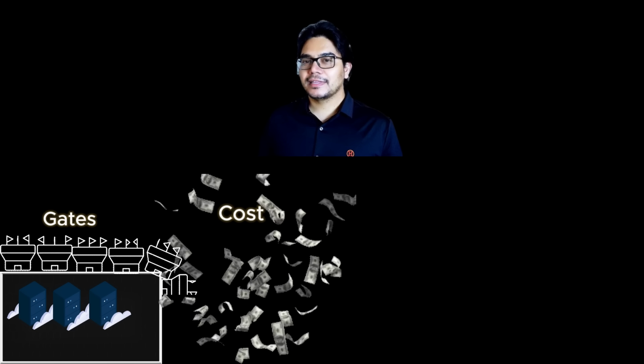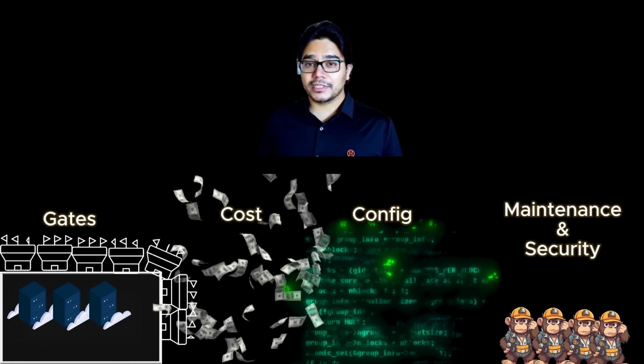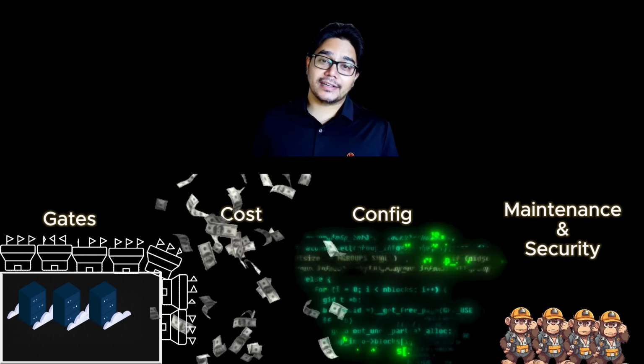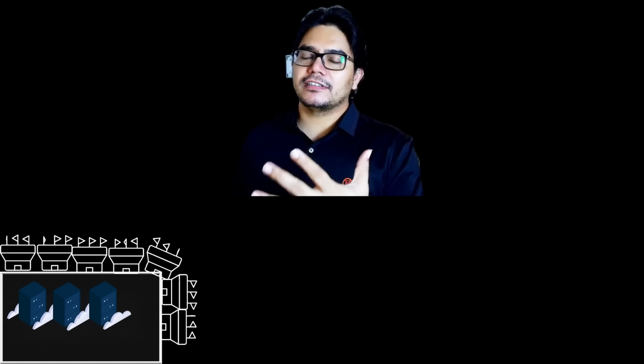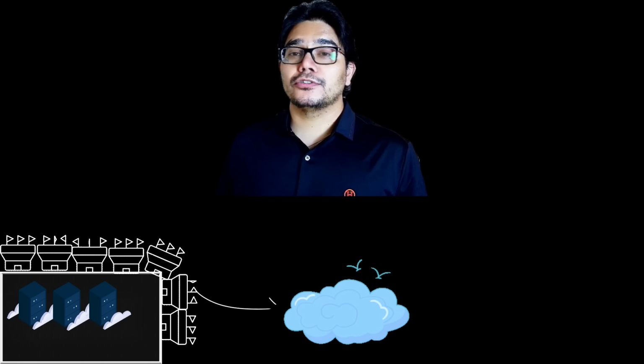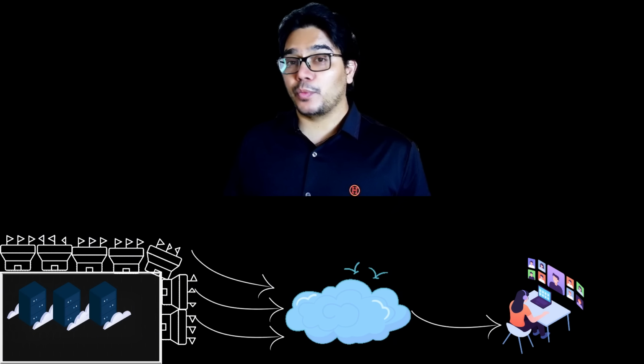And suddenly, the simple solution doesn't feel so simple anymore. More gates means more cost, more configuration, more maintenance, more security around them, more things that can break. And more importantly, it stops being sustainable. So the real question becomes, do we really need 500 entry gates just to control internet access to 500 departments? Or is there a smarter way?